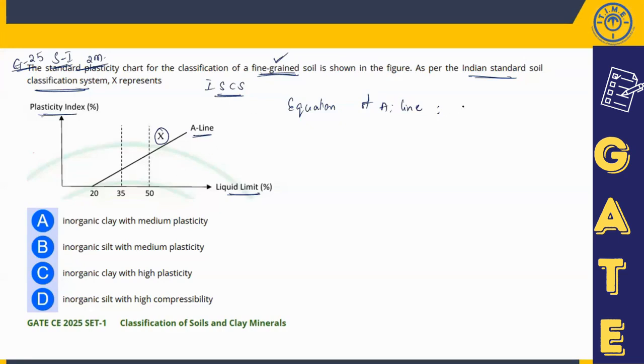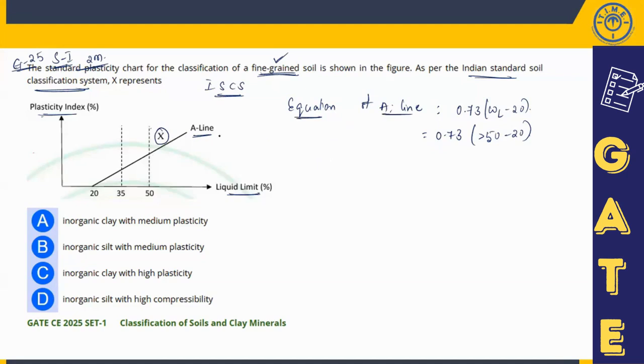Equation of A line is given by plasticity index equals 0.73 into (WL minus 20), where WL is the liquid limit, my dear students. 0.73 into the liquid limit of soil X. He is asking about soil X. From the graph I can say X is greater than 50, so 0.73 into (X minus 20). And there is no need to find the A line equation.